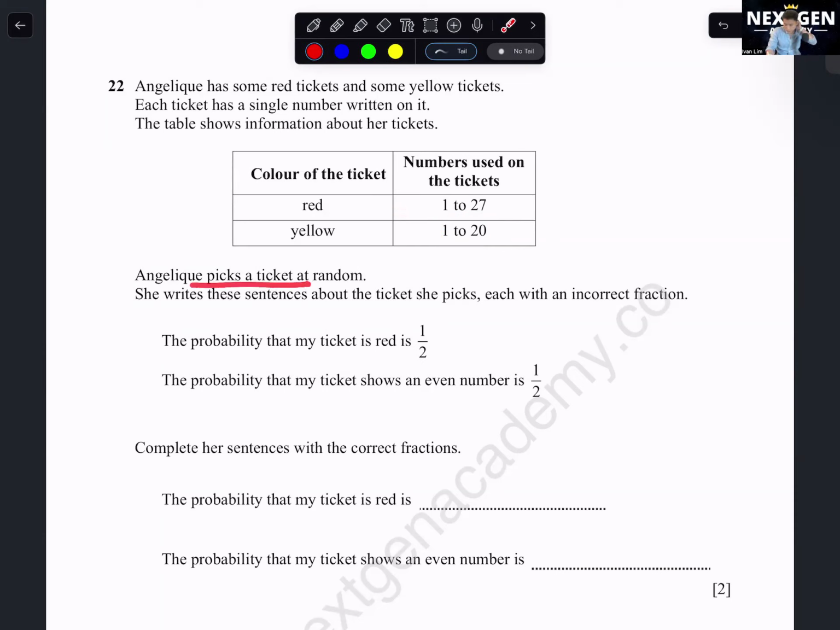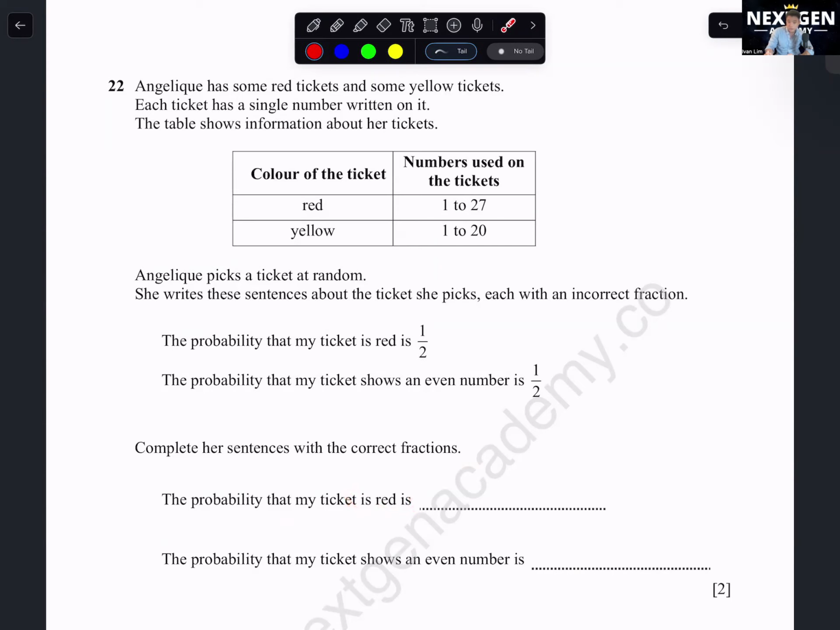Angelique picks a ticket at random. She writes sentences about the ticket she picks, each with an incorrect fraction. The probability my ticket is red is 1 over 2. The probability that my ticket shows an even number is 1 over 2. Basically this is wrong. So now, what is the correct fraction? The probability that my ticket is red is what?